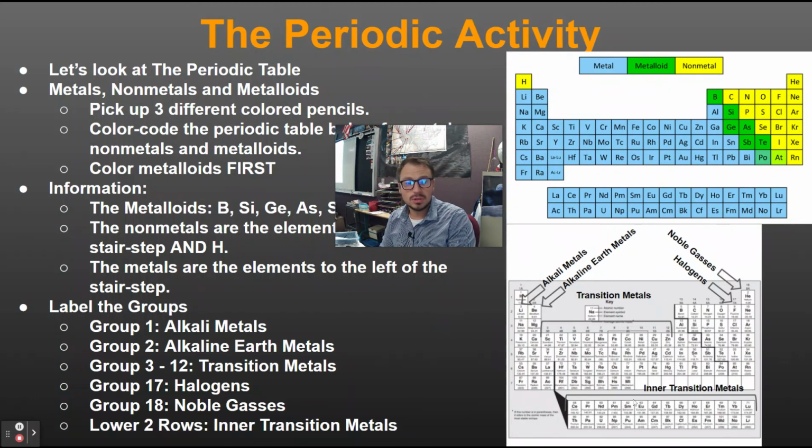And those lower 2 rows, those are called the inner transition metals. So if you look closely at that periodic table, you can see it goes 55, 56, 57, then it skips all the way to 72. Well, in between that, those are those inner transition metals. And on most periodic tables, those inner transition metals are taken out and put below the periodic table. This is what your periodic table should look like. It'll be nice, it'll be color coded, and it has all those groups labeled.